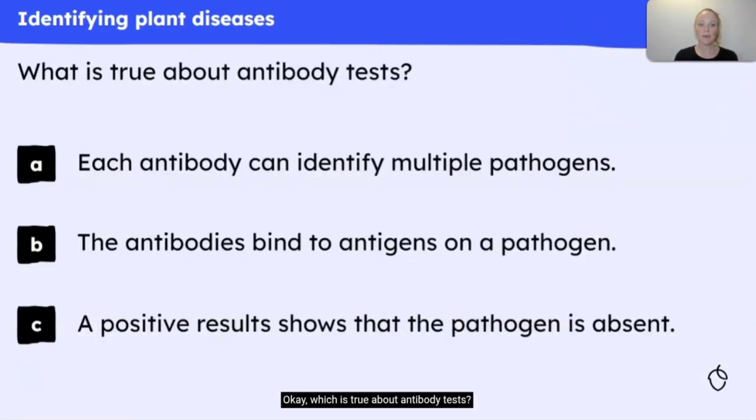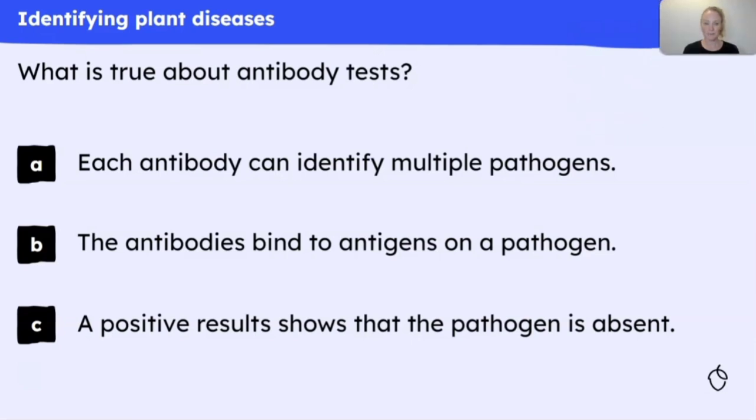Okay, which is true about antibody tests? A, each antibody can identify multiple pathogens, or B, the antibodies bind to the antigens on a pathogen, or C, a positive result shows that the pathogen is absent. I'll give you a moment to think about it, but if you need more time, please pause the video. Okay, did you realise that it's the antibodies bind to antigens on a pathogen? Excellent, well done.